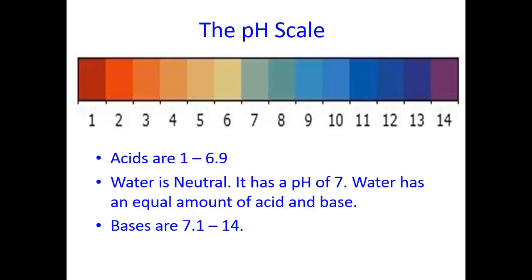The pH scale. On this scale, 7 is neutral, and acids can range from 1 to 6.9, and bases can range from 7.1 to 14. Water has an equal amount of acid and base.